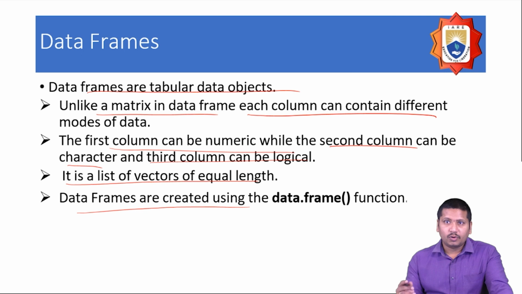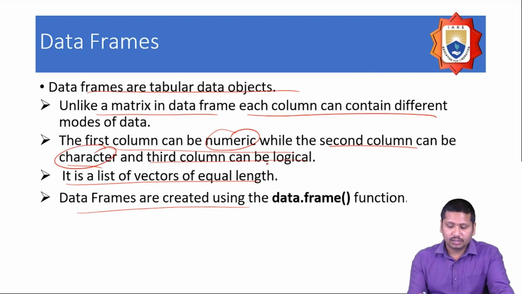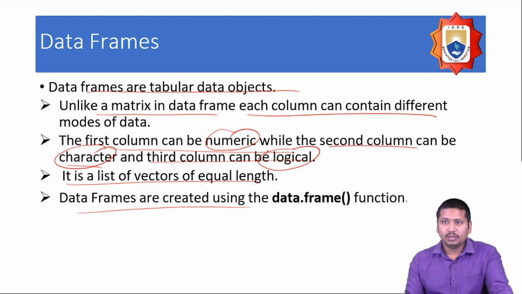So here, unlike a matrix, in a data frame each column can be of a different mode of data. The first column should be a numeric one, the second column may be a character, and the third should be a logical one. It should be a collection of vectors of equal length, and this data frame can be created by making use of the data.frame function.